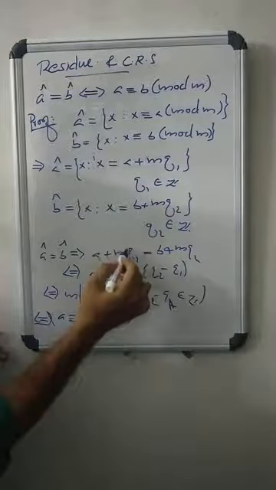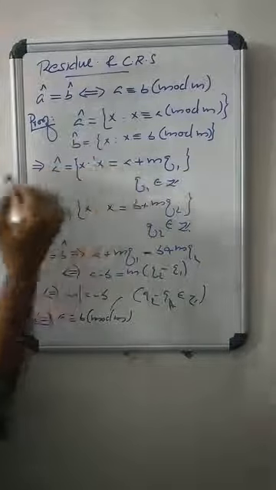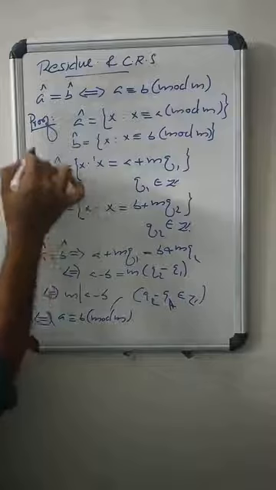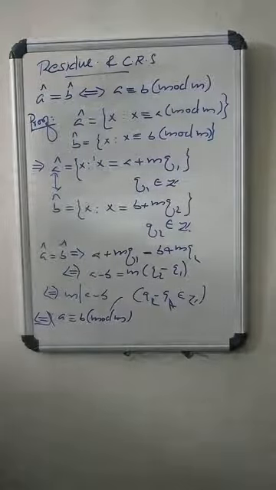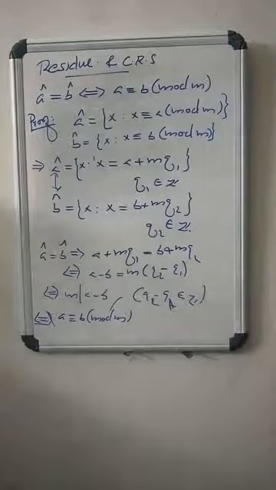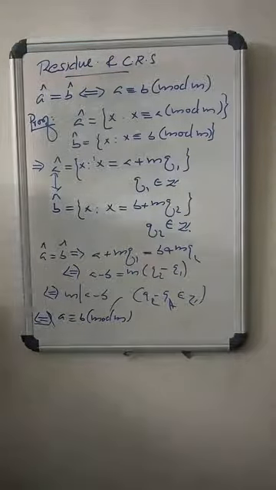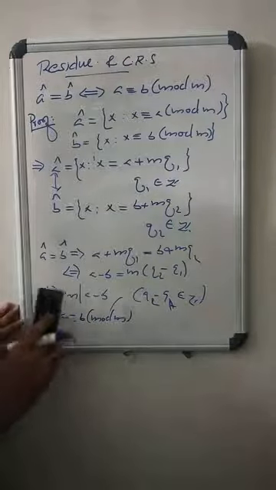Consider the set of all a plus mq1 and the set of all b plus mq2, which are denoted by a cap and b cap. That means a cap equals b cap. So a cap equals b cap if and only if a is congruent to b mod m. Agree? Yes.